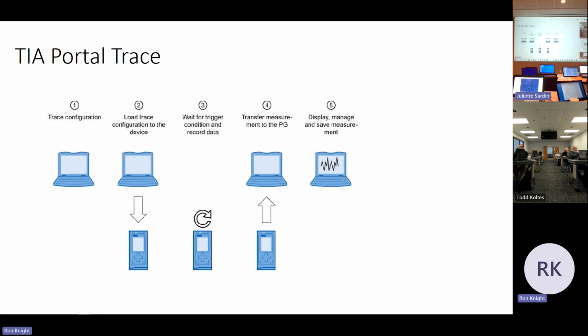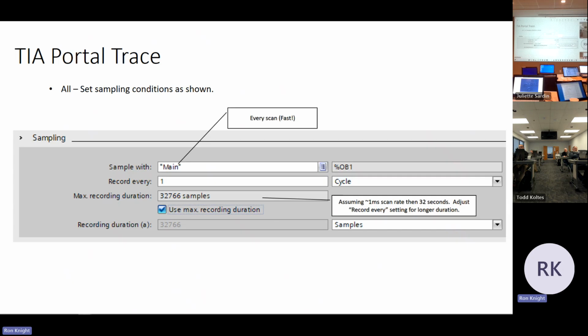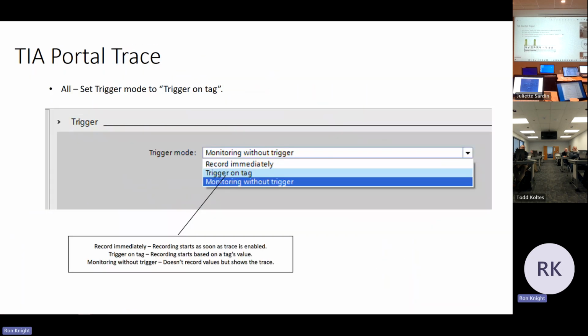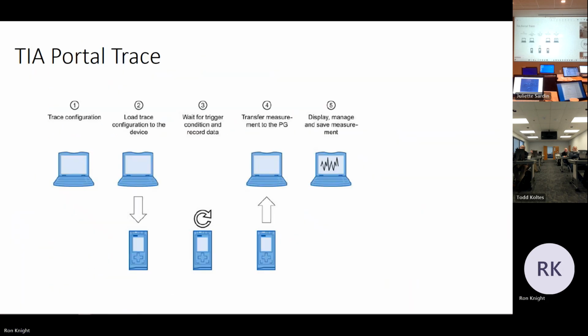Also, there's some additional functionality that got added in version 18 called, let me get to it, long-term trace. Long-term trace is the same as Rockwell's Trend, where you configure it, it scans inside the PLC, but then it all writes back to your hard drive on your laptop, so you can save a lot more data than you can with just the PLC trace. So you've got the best of both worlds here. But we're going to look at just the standard trace here.